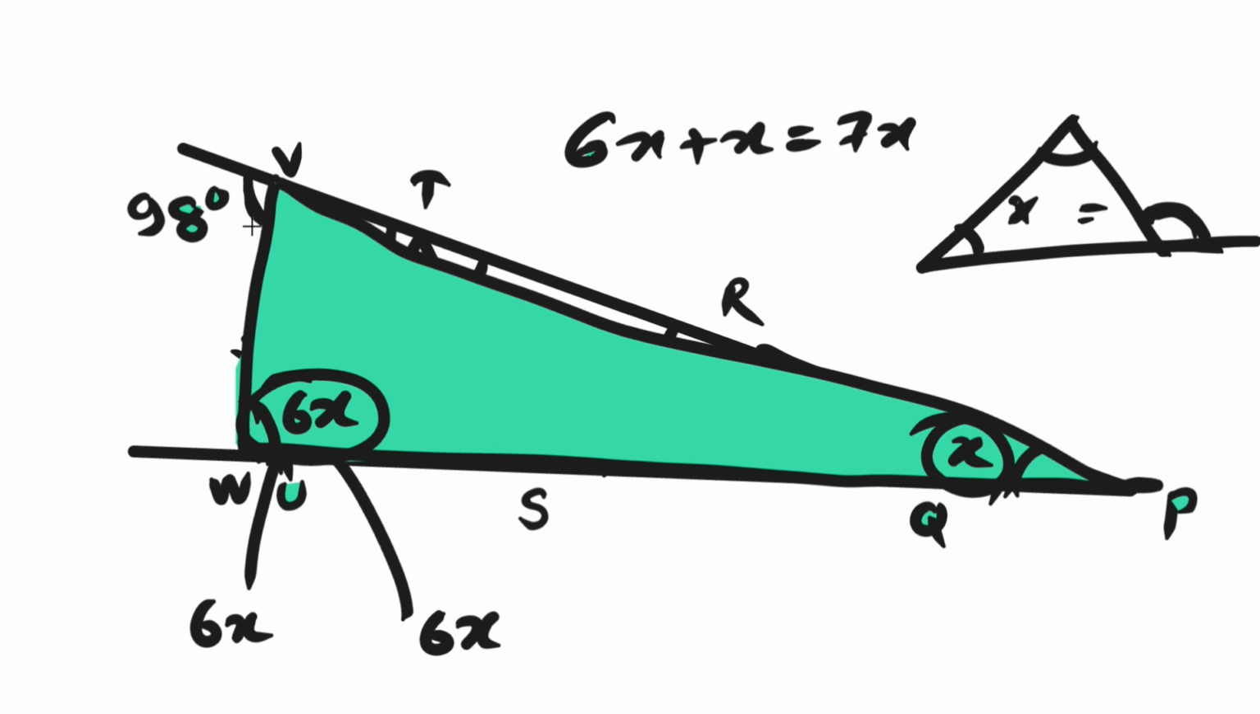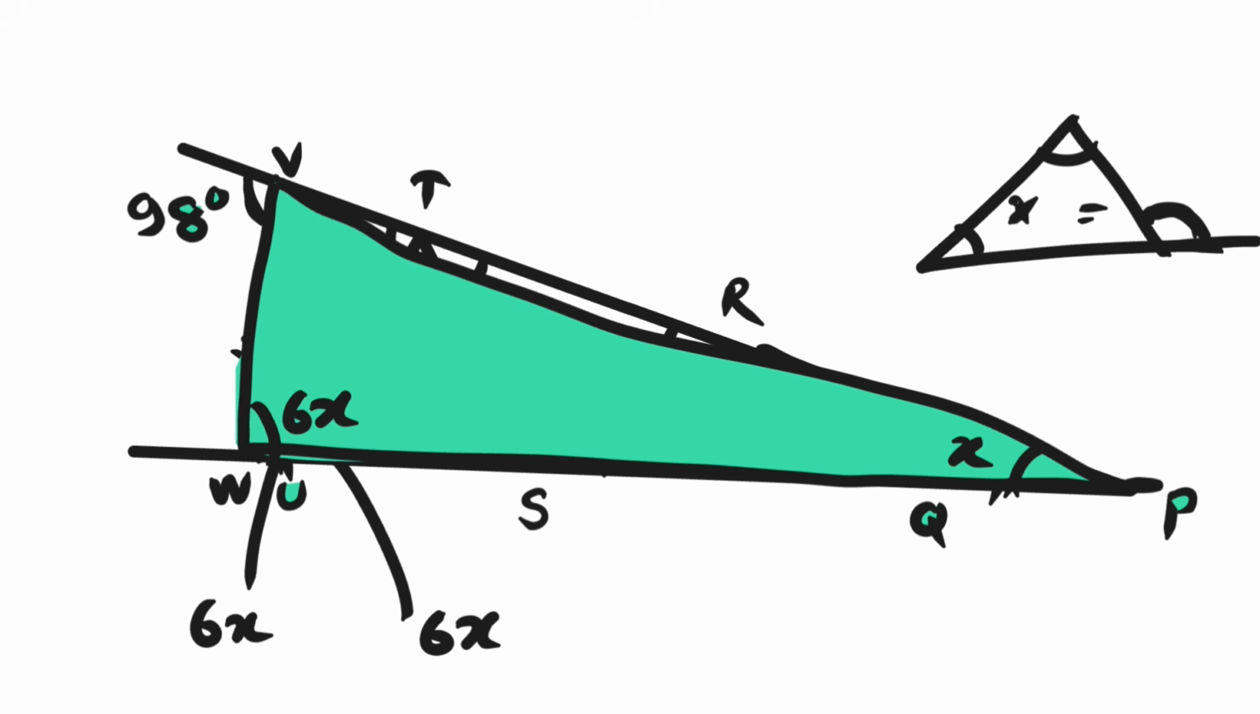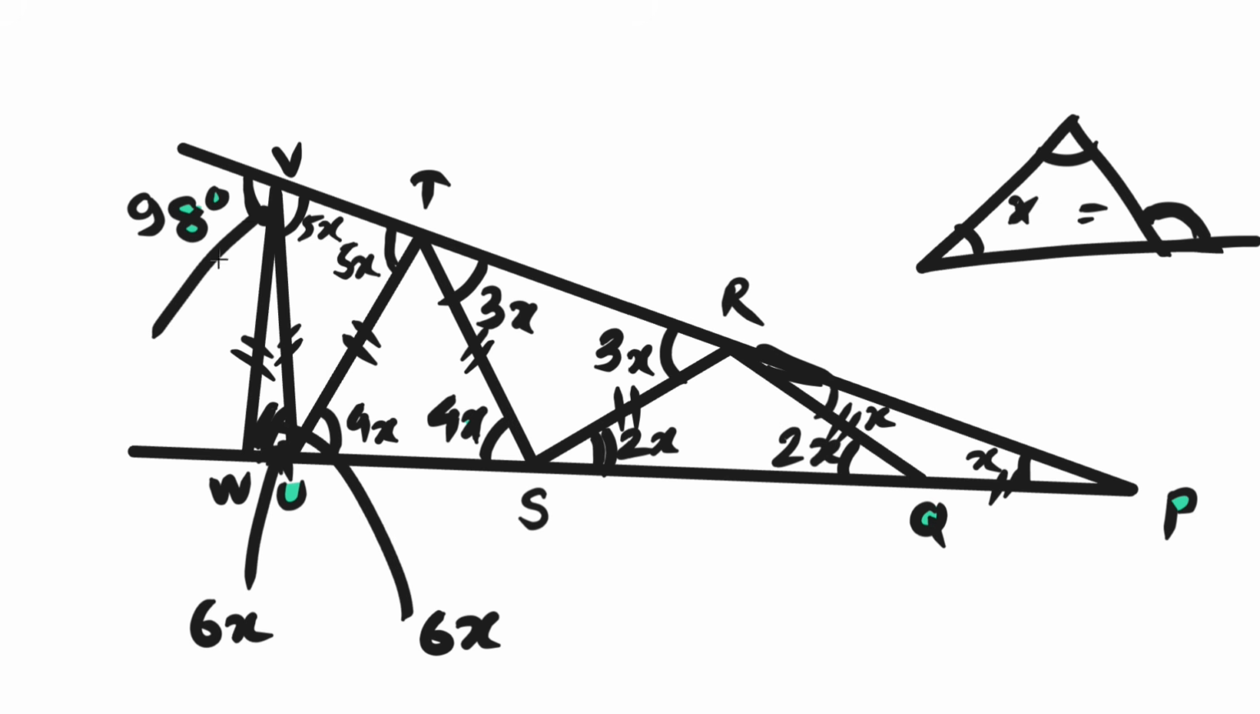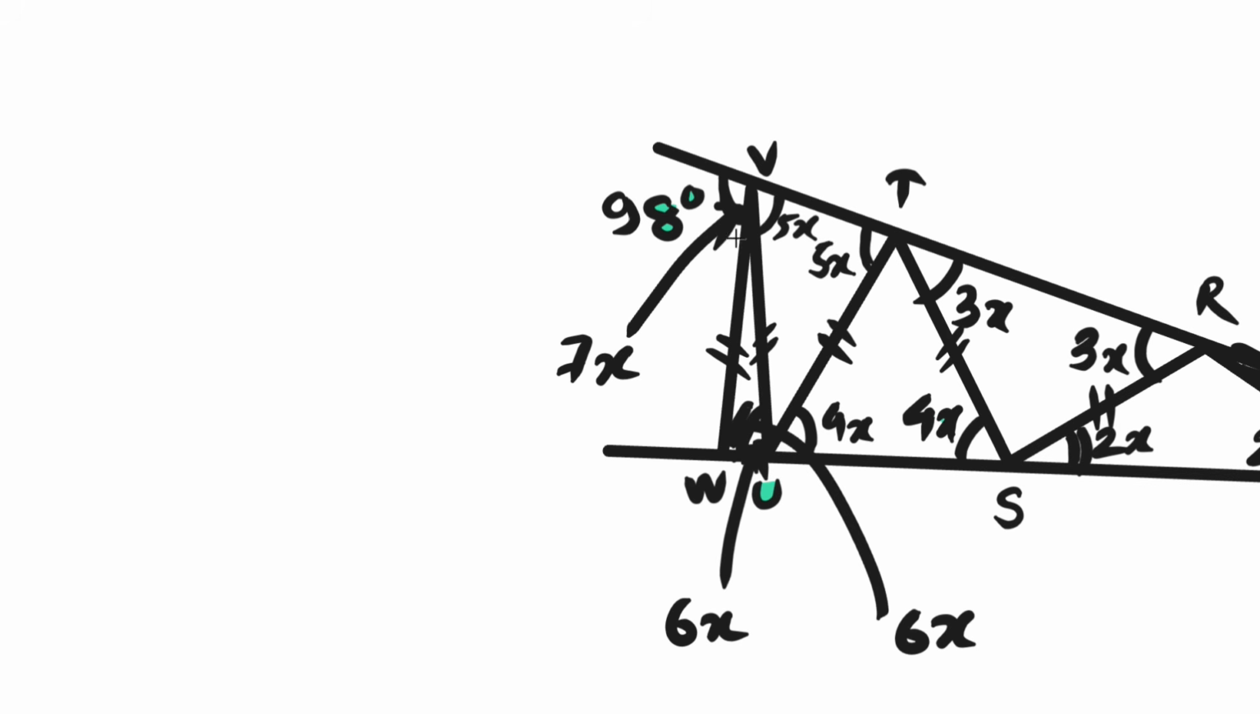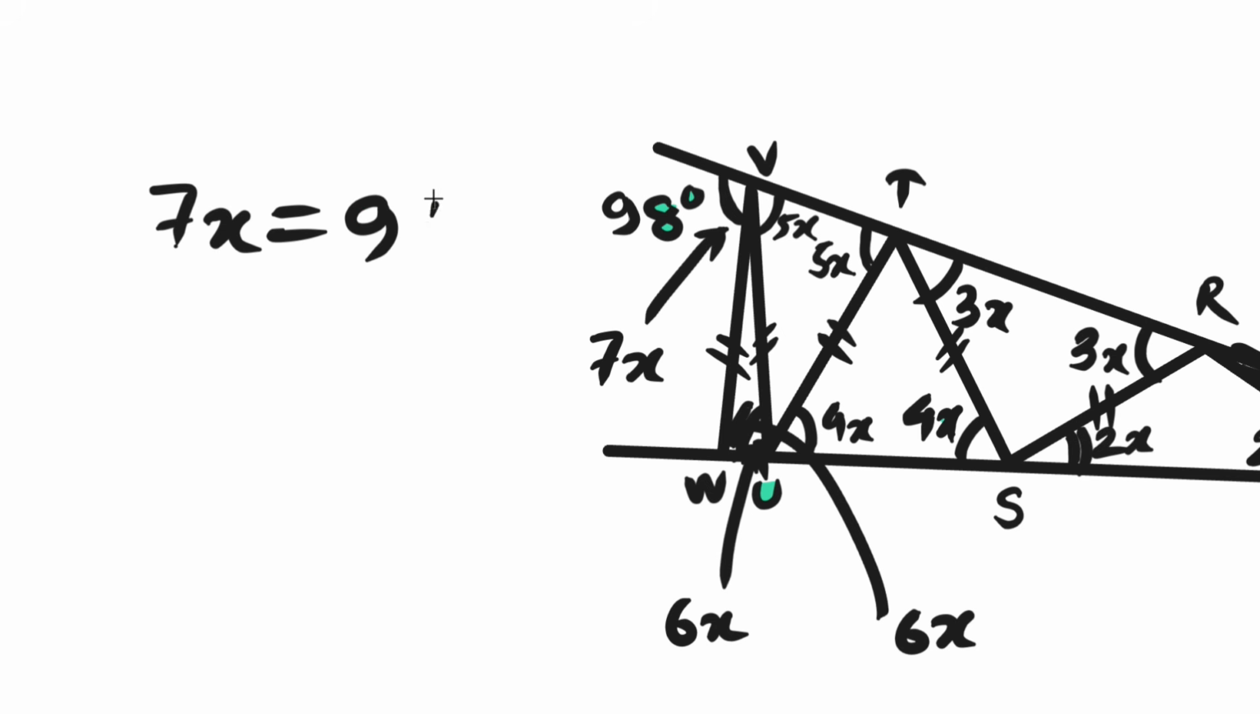And this is the crucial result. The angle at V was given in the problem as 98 degrees. At the same time, our repeated use of the isosceles triangle property and the exterior angle theorem has shown that this same angle is 7x. So we can equate the two expressions. We have 7x equals 98 degrees.